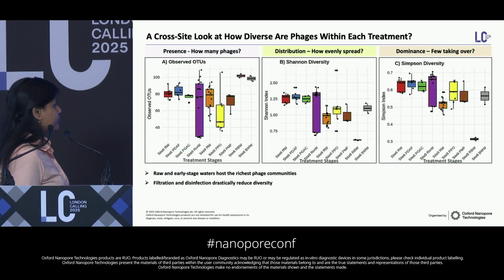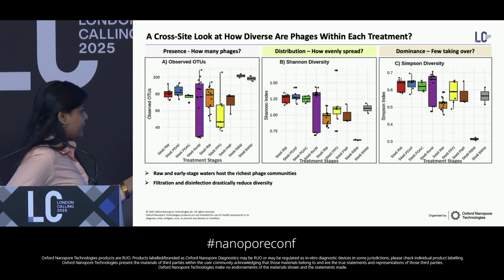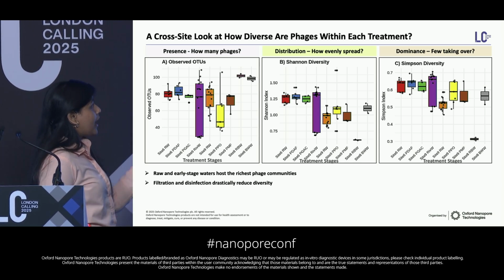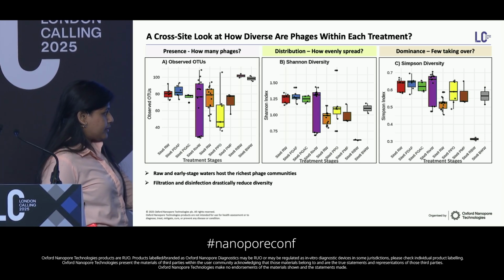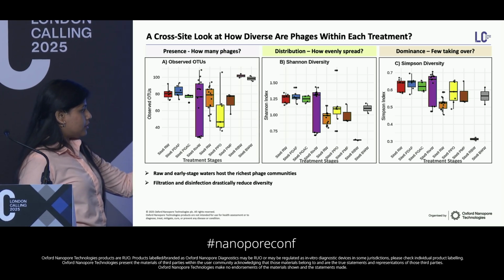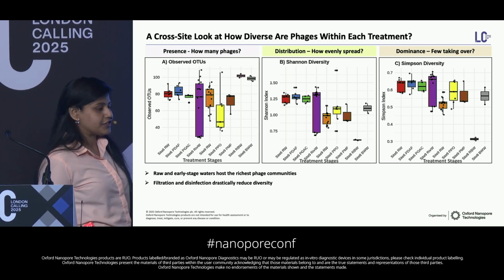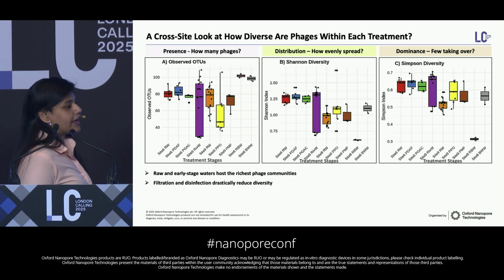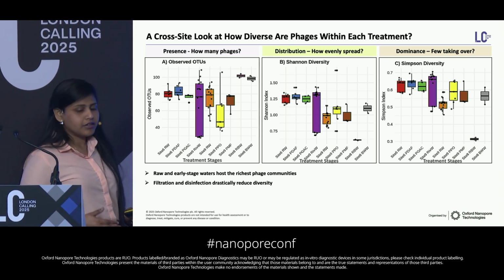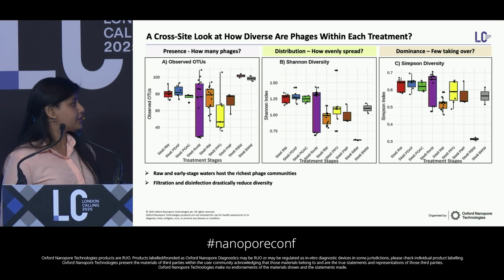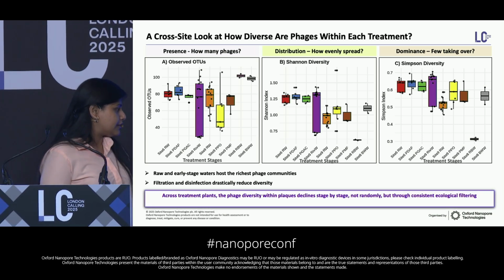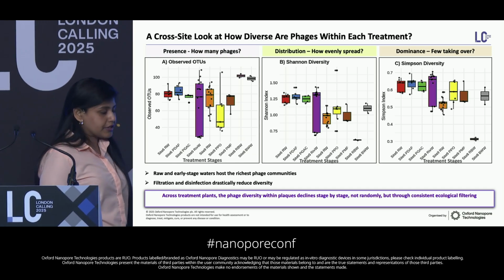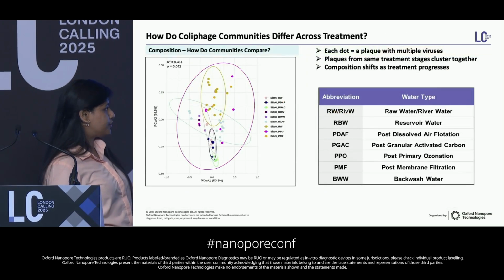So what we found out from this is how many phages are present. We can see in the raw water, the diversity of the phages is rich. And over time, as it passes through different stages to the final water, the diversity of the phages decreases. So the raw and the early stage waters have a rich phage diversity. However, the diversity reduces when it passes through the subsequent treatment stages. And this means that the phage diversity declines stage by stage. And it is not random. It is because of the ecological filter that happens through the different stages.